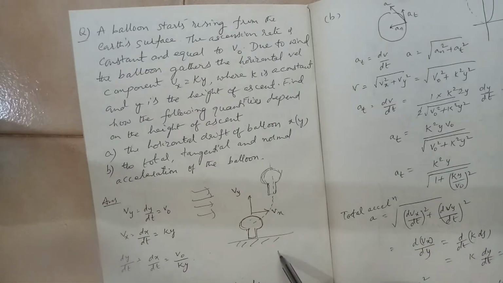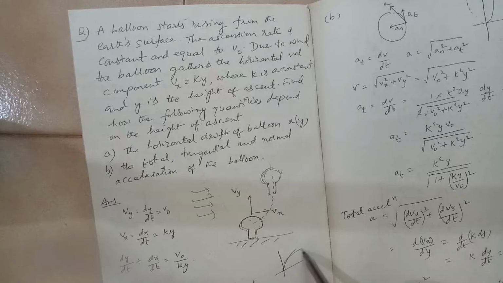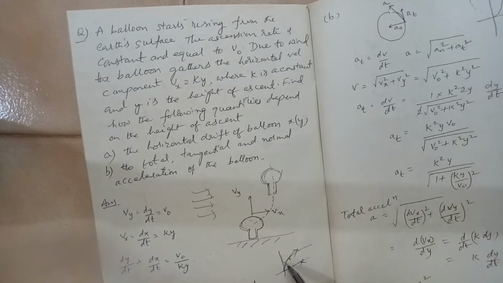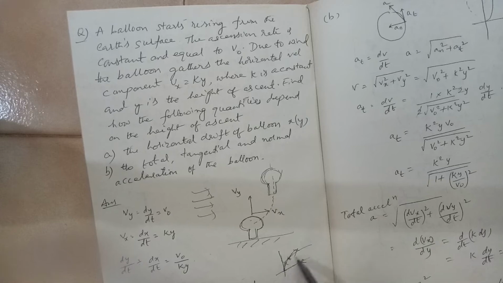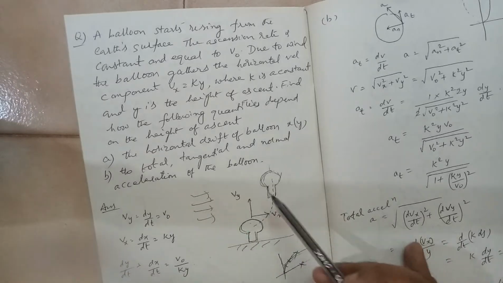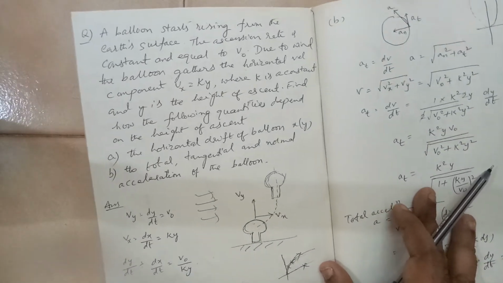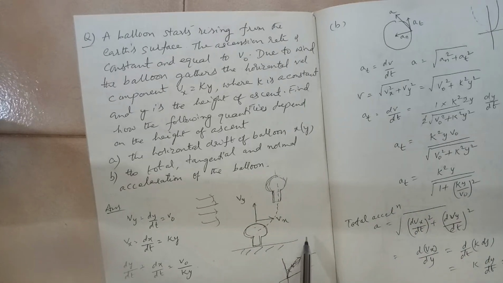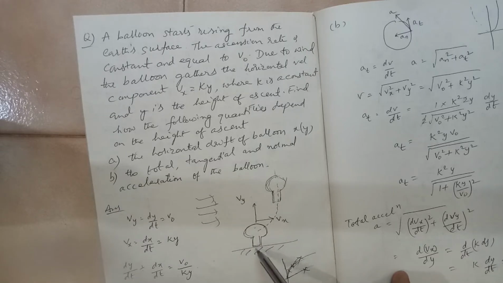If an object is taking a parabolic path, it means at every x you will be able to plot the y. For each x you should be able to plot y. Then you will be able to trace this path. This is called trajectory. This is a trajectory type of question. This horizontal movement is called drift. If there was no air, the balloon would have been going straight in the y direction. But because of this air, there is a horizontal movement also.